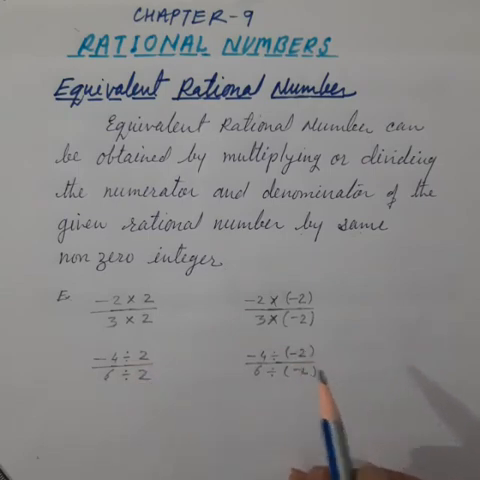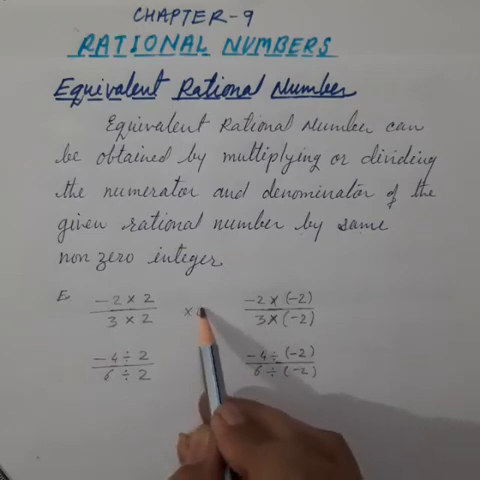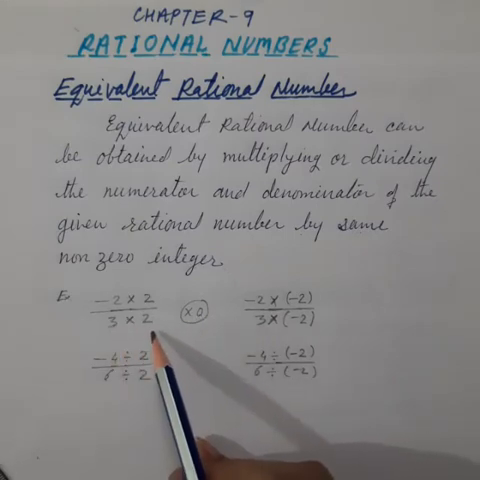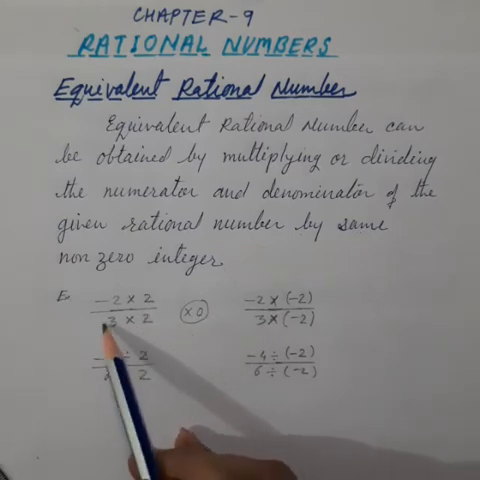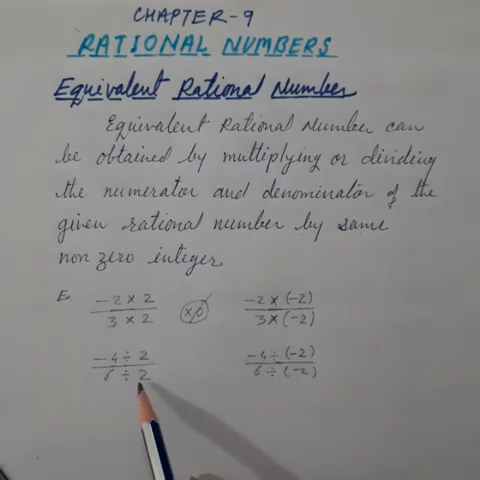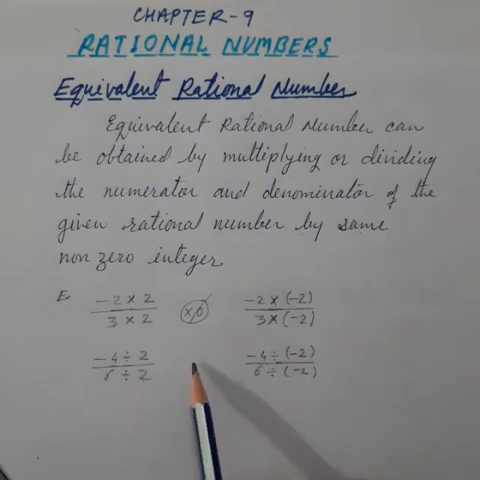We can't multiply by 0 because we know that when we multiply any number by 0, we get result 0 and we don't want the denominator 0. We can't divide also by 0 because division by 0 is not defined.